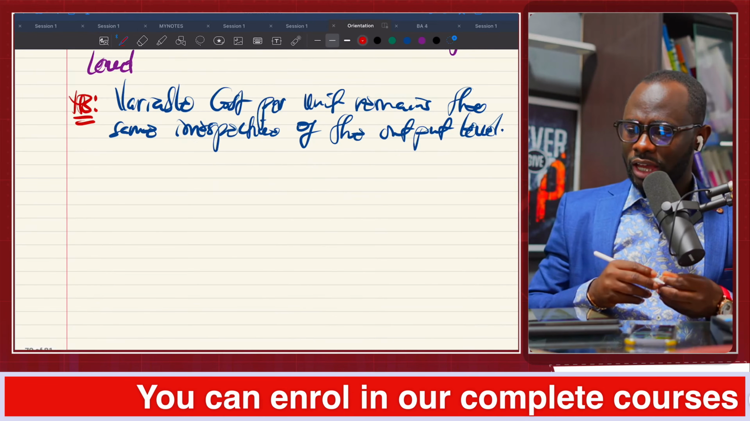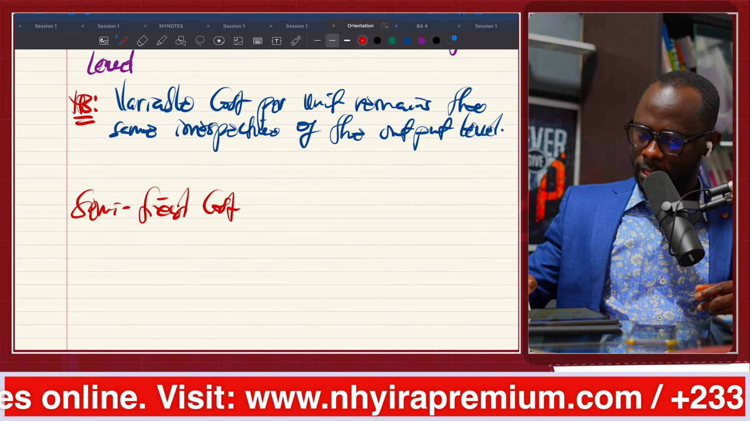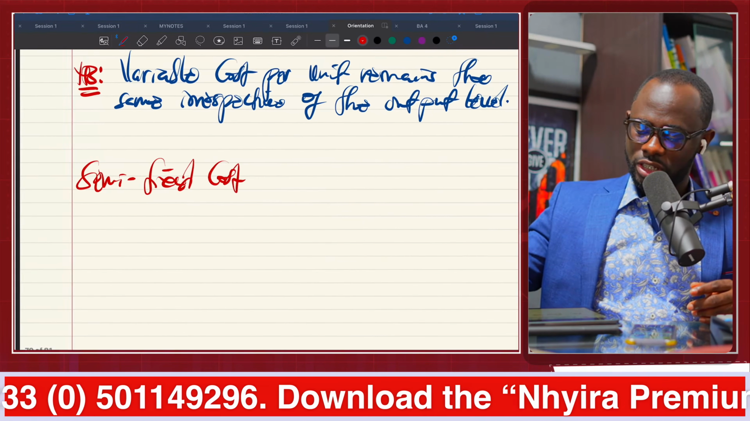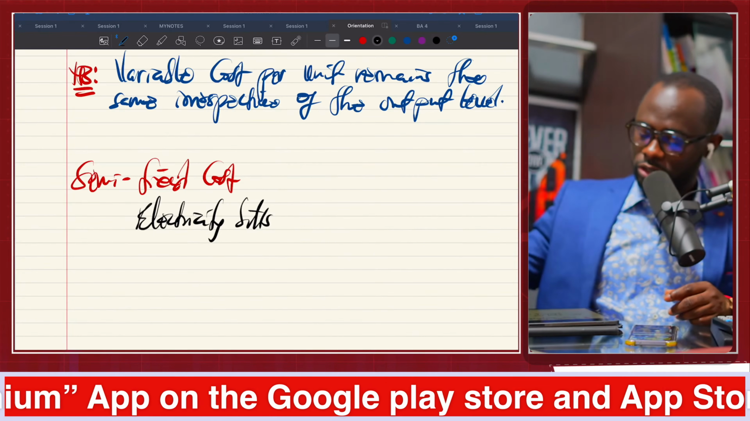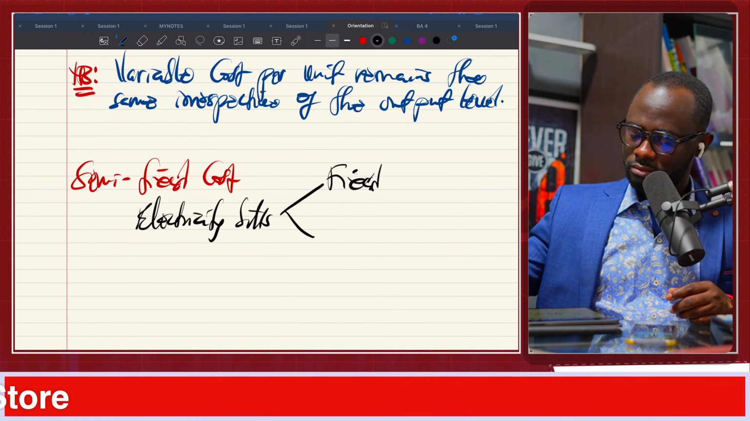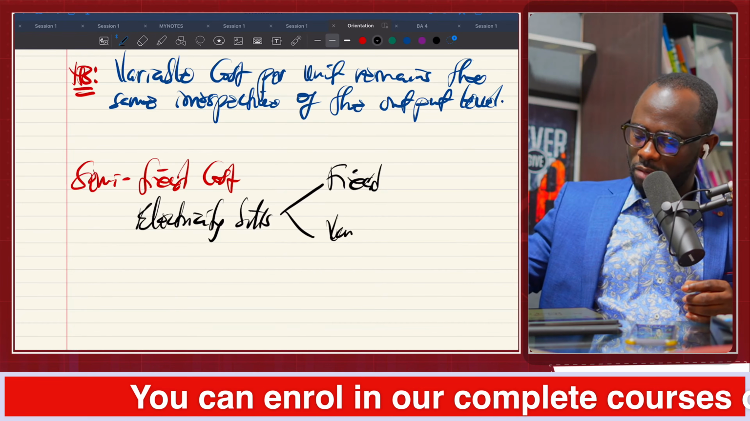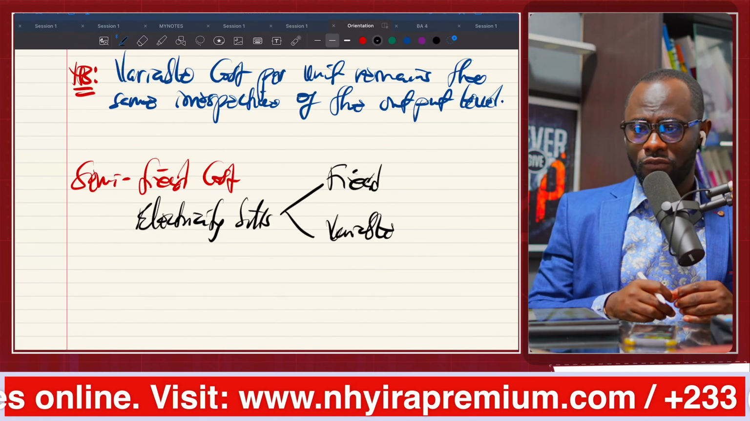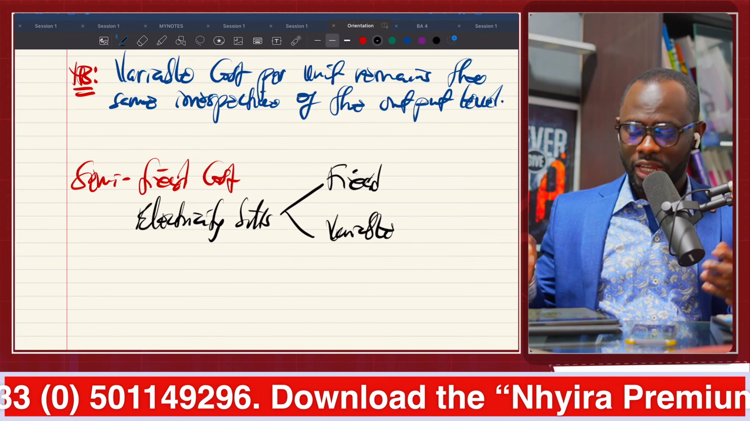Then we come to the third one, and that is the issue about semi-fixed or semi-variable costs. Like the name suggests, these are costs that are partly fixed and partly variable. Like an electricity bill. Why? Because for each electricity bill you pay, there is a fixed element, standard charges that you pay for the meter and various other things. Then the variable element is based on the consumption, the kilowatt-hours you consume for the period under review. So the electricity bill has those two components.